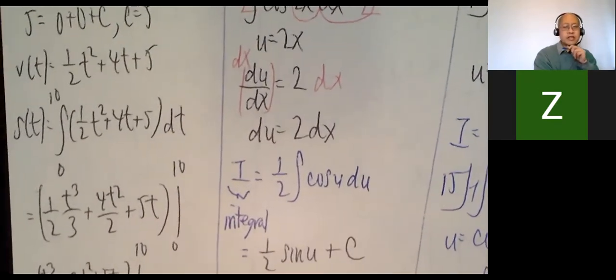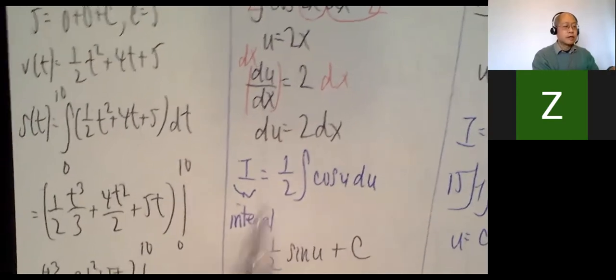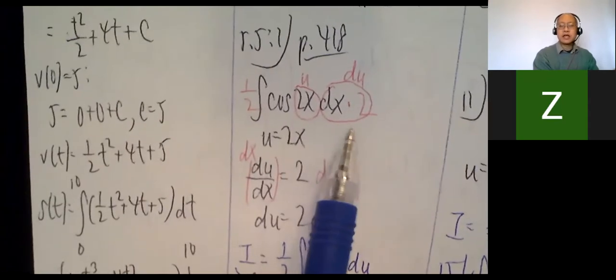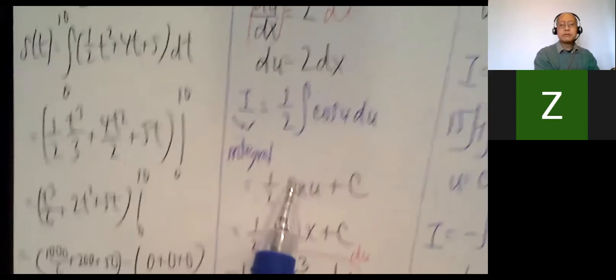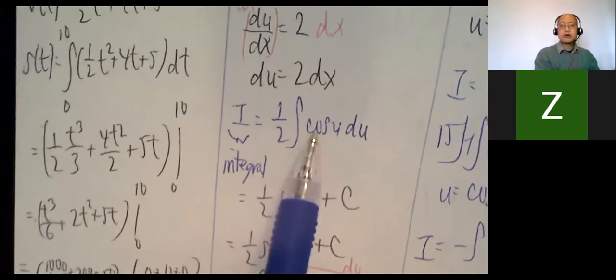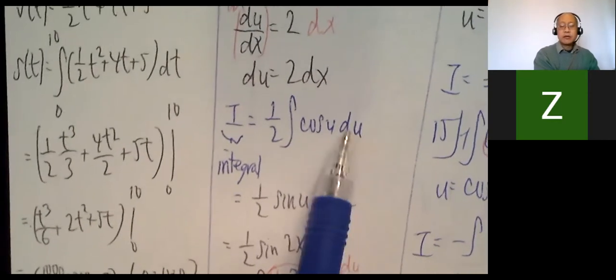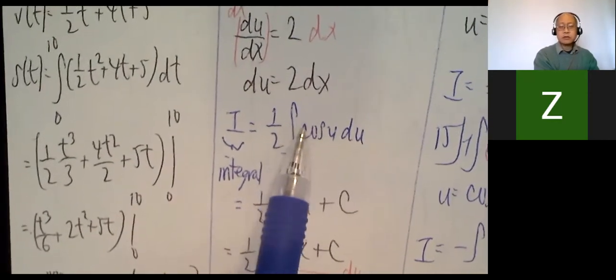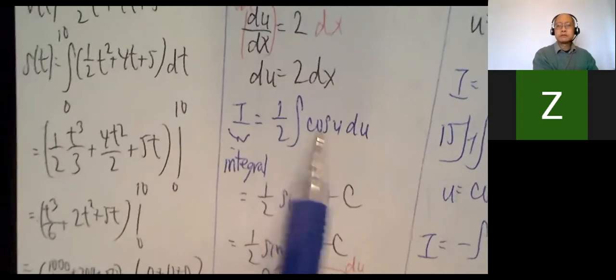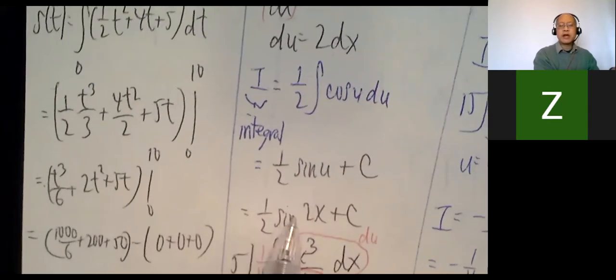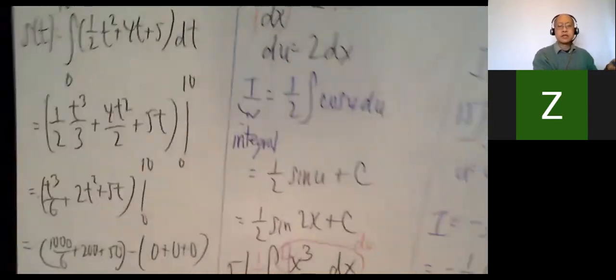Okay, and notice this convention of the matching of the variables is still there. When you have a u, you got to have a du. When you have an x, you got to have dx. When you have theta, you got to have d theta, and so on. All right, so integral of cosine is sine. So 1/2 sine of u plus c. We are once again doing indefinite integrals. We'll do definite integrals also. And then just change u back to what it was. What was u? 2x. So final answer, 1/2 sine 2x plus c.